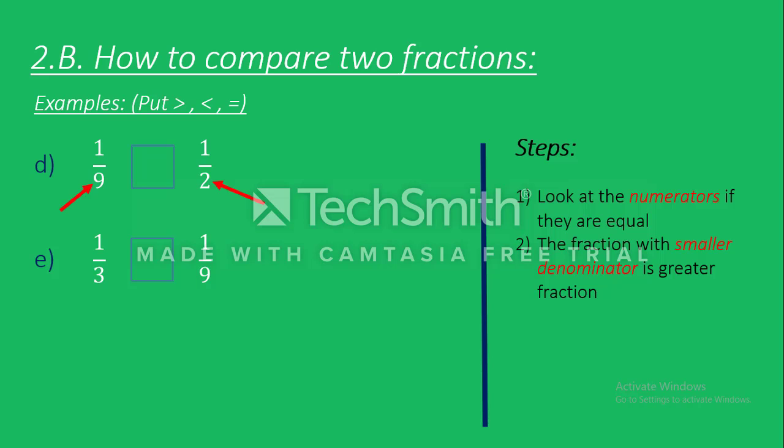Okay, let's start. We have 1/9 and 1/2. The denominator of the first fraction is 9 and the denominator of the second fraction is 2. So, I will say it again. The fraction with the smaller denominator is the bigger fraction. So 1/9 is smaller than 1/2.